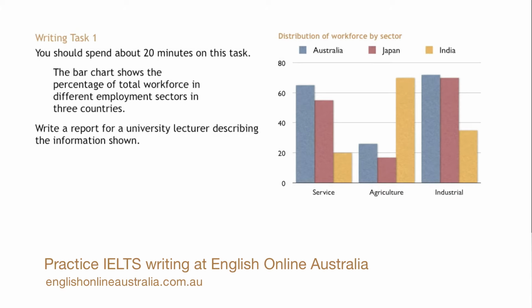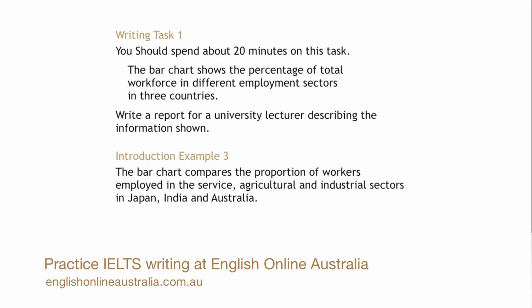So looking at the bar chart, we should use some more information from there. So in example 3 here, we've done that. So the bar chart compares the proportion of workers employed in the service, agriculture, and industrial sectors. So we've made, again, a change with the verb, and we've changed the percentage to the proportion. And here, getting information from the graph, we've said each of the sectors themselves, and we've named the different countries. So example 3 is clearly better than example 2. However, I think we can do a little bit better.